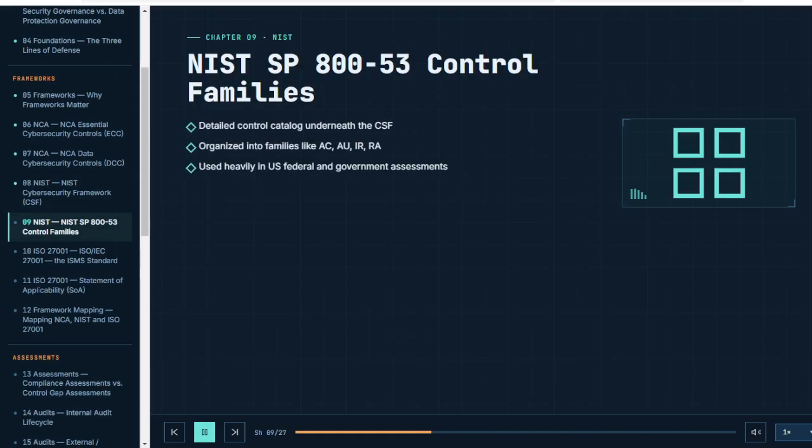SP 800-53 is the detailed control catalog that sits underneath the higher-level CSF. Its controls are organized into families: access control, audit and accountability, incident response, risk assessment, and more, and it's used heavily in U.S. federal and government assessments. In summary, detailed control catalog underneath the CSF, organized into families like AC, AU, IR, RA, used heavily in U.S. federal and government assessments.